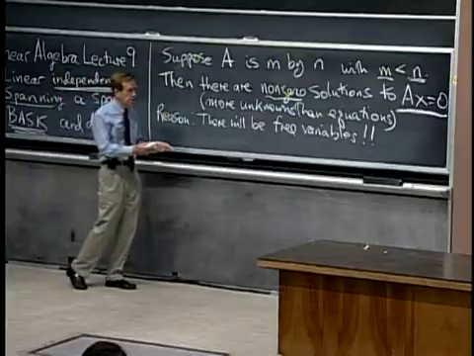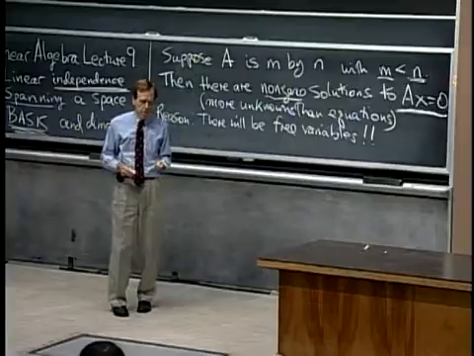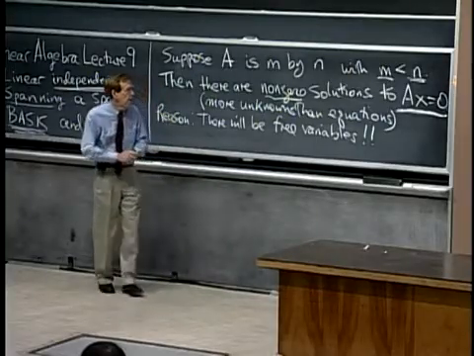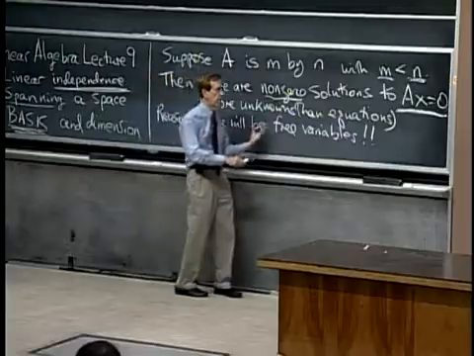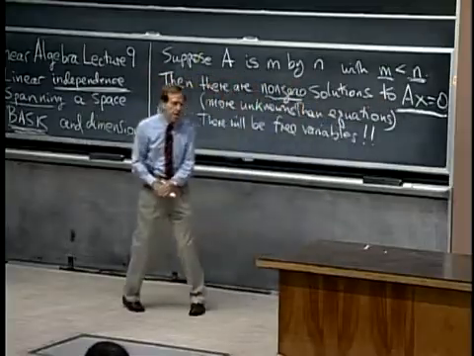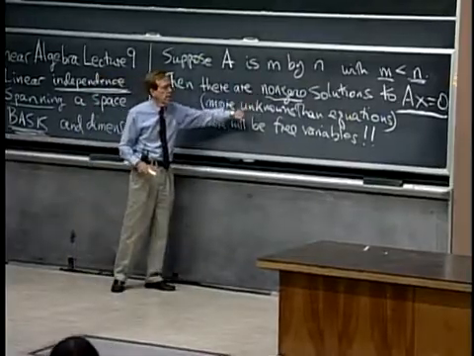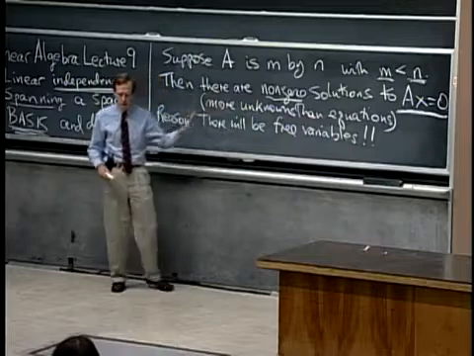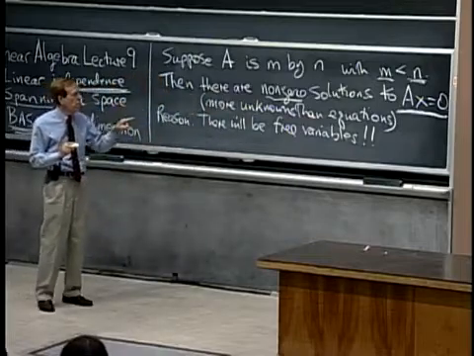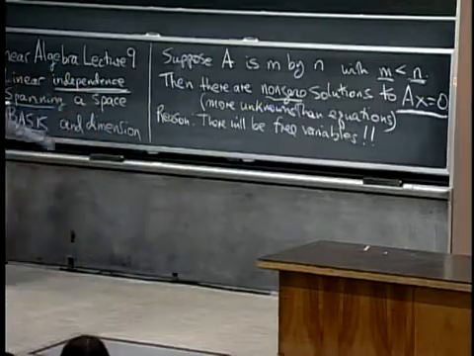And those variables I can assign non-zero values to. I don't have to set those to 0. I can take them to be 1 or whatever I like, and then I can solve for the pivot variables. So then it gives me a solution to AX equals 0, and it's a solution that isn't all zeros. So that's an important point that we'll use now in this lecture.